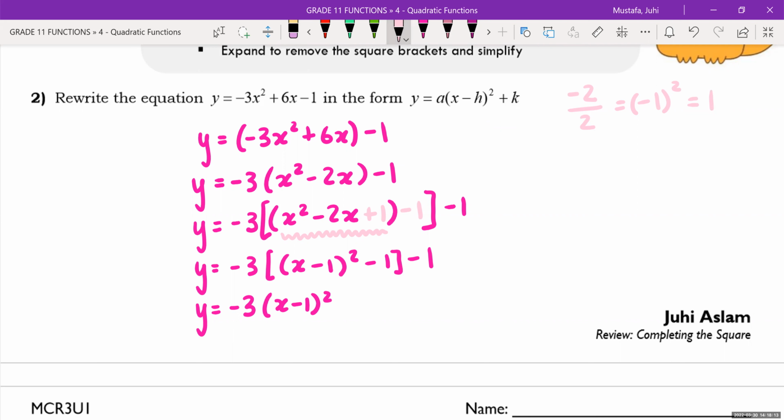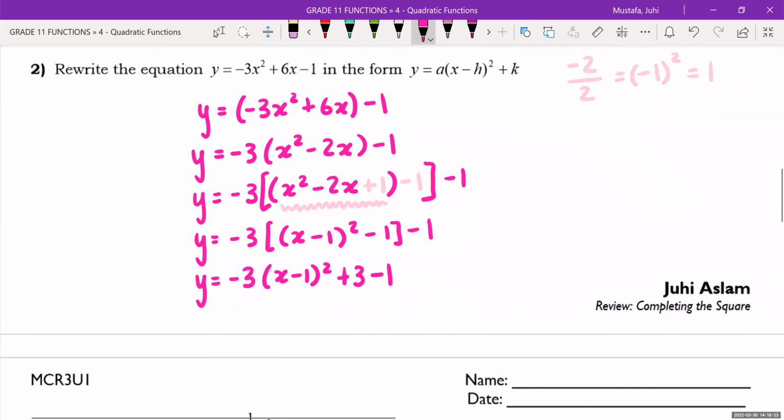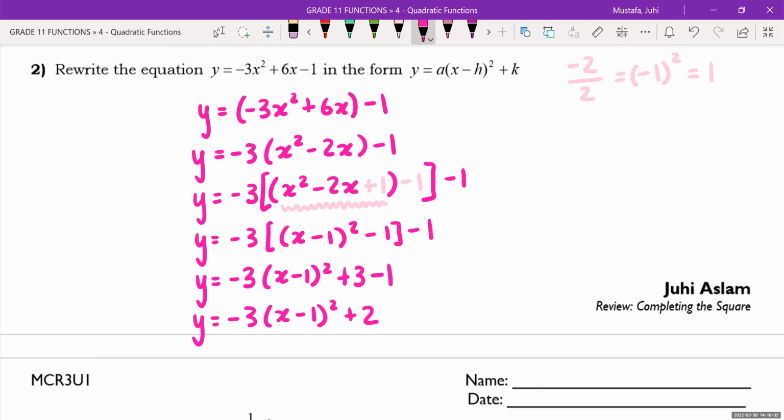And then remember, we're also going to take the negative 3 and multiply it to the negative 1. So negative 3 times negative 1 would be positive 3 minus 1. And as our final step, we are just going to collect those constants, the like terms. We're going to get negative 3 bracket x minus 1 squared plus 2. And that would be our final answer.